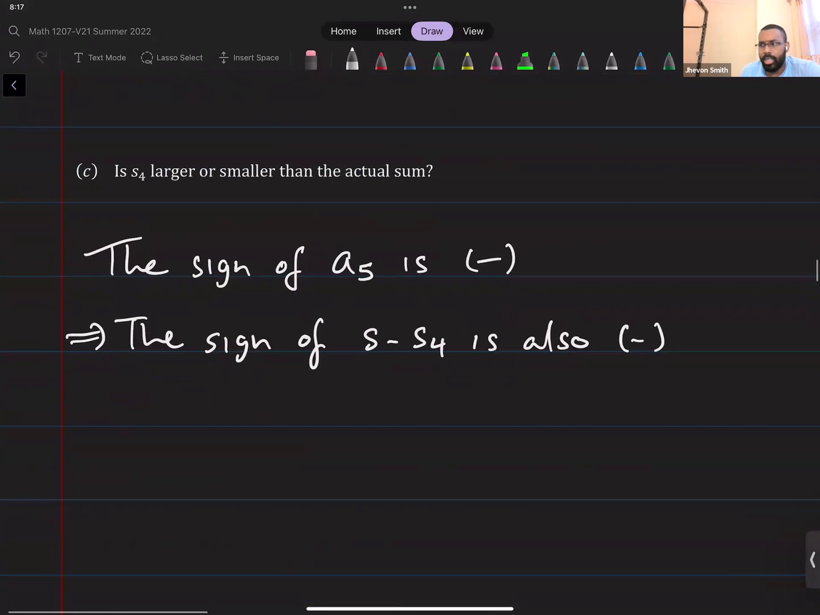We have this as a consequence of the alternating series approximation theorem. You don't have to know why that is, just know that that is the case. The sign of the n plus first term is also the sign of the difference between the two. And if S minus S4 is negative, it means that S4 is larger.